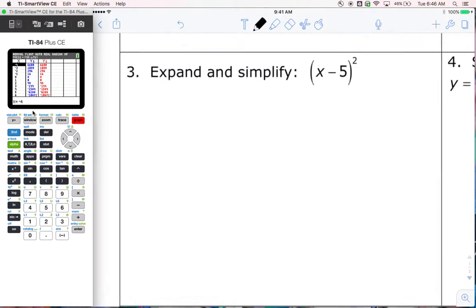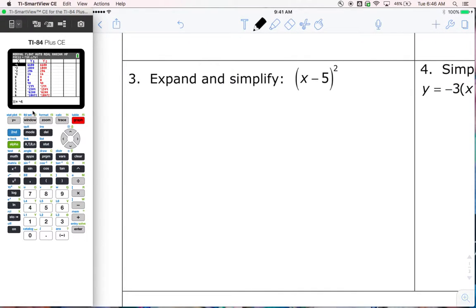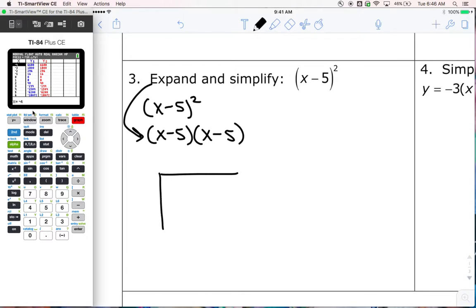Problem 3, expand and simplify. This problem is pretty simple as long as you understand that when you're squaring something, you're multiplying it times itself. All right, so when it says expand, it's specifically talking about doing this. And then we're going to simplify. So I think the easiest way to do this is the box method. However, if you prefer foiling or double distributive property, you can do either of those.